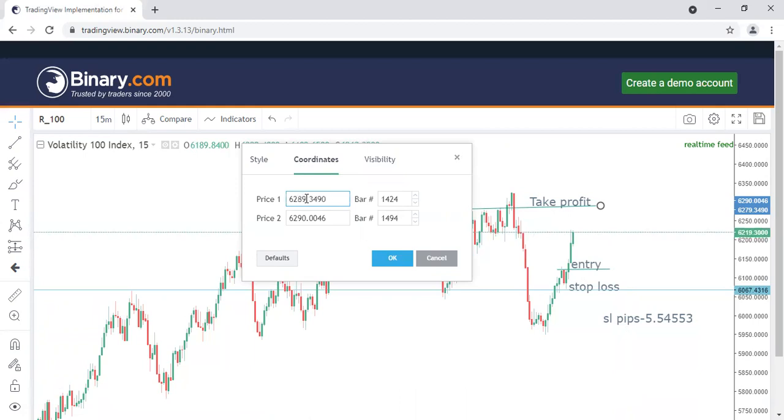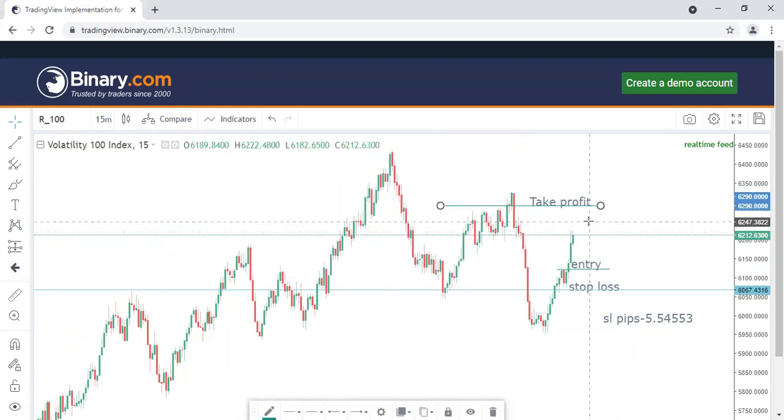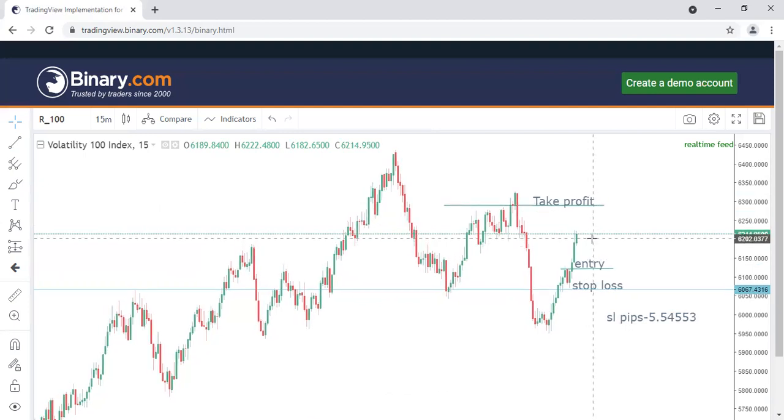This would give us a much better. Or let's make it 6290, so we have a straight trend line. Now let's assume that our take profit is at 6290. So what do we do? We subtract to get our take profit pips.